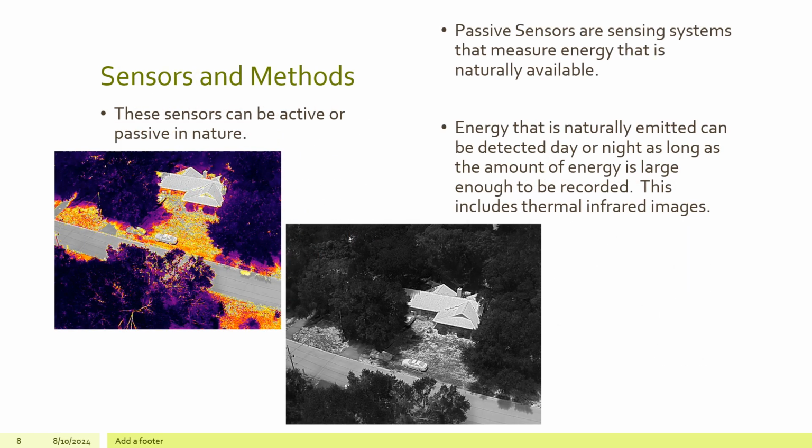Now, sensors come in 2 different varieties. One is a passive sensor. These are measuring energy that's naturally available. We're not trying to emit any additional energy out. We're just gathering what's there. It's really dependent on day or night, time of day, time of year, because even with time of year, the amount of energy that's available is different. Think about this.